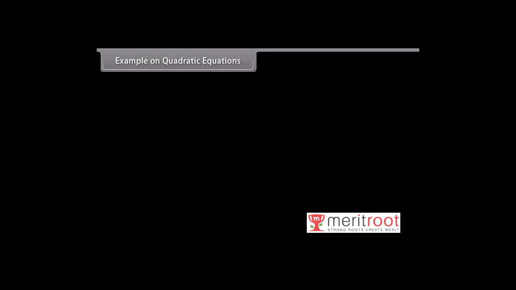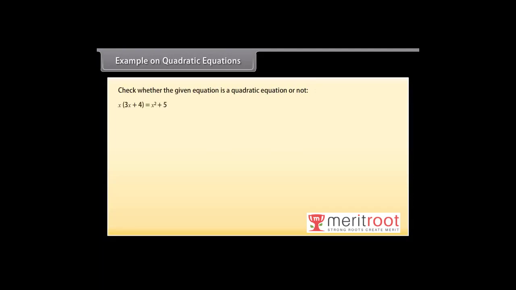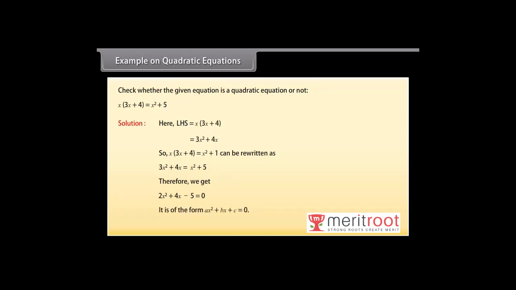Example on quadratic equations. We will now check whether the given equation is a quadratic equation or not. Solution. Here, LHS is equal to x into 3x plus 4, which is equal to 3x square plus 4x. So, x into 3x plus 4 equals x square plus 5 can be written as 3x square plus 4x is equal to x square plus 5. Therefore, we get 2x square plus 4x minus 5 is equal to 0. It is of the form ax square plus bx plus c is equal to 0. So, the given equation is a quadratic equation.